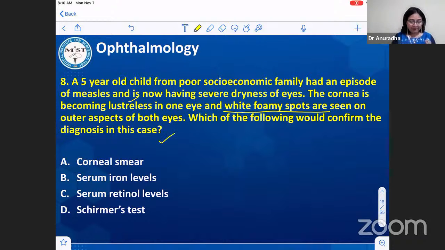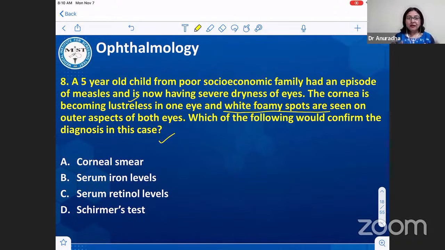So first of all, I am sure that you guys are now getting an idea of what this case is. A child who is malnourished, who just had measles. These two combinations put the child into a nutritional deficiency case. And what are the signs in the eye?